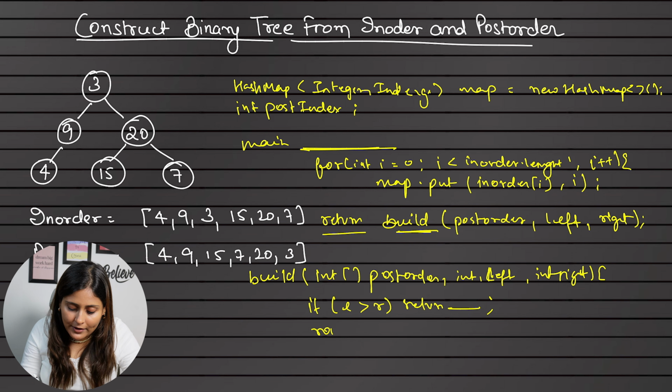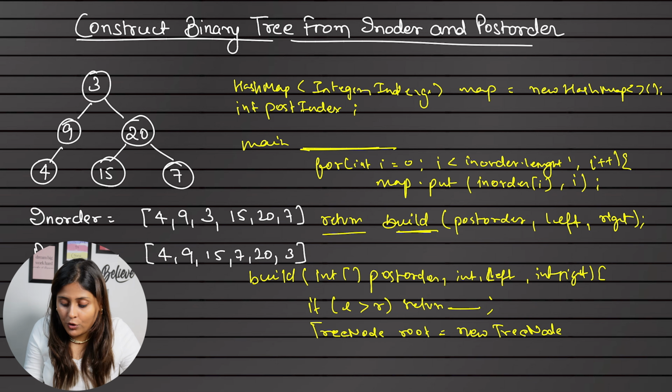Then our task was to make the root. Root will be of type TreeNode. So TreeNode root is equal to new TreeNode. Now what will be the value of that node? That value will be what was at the post index.